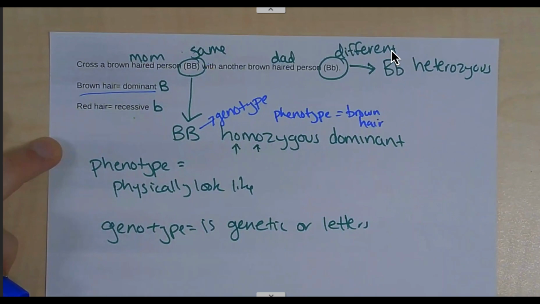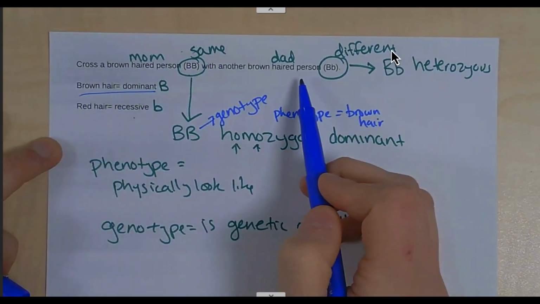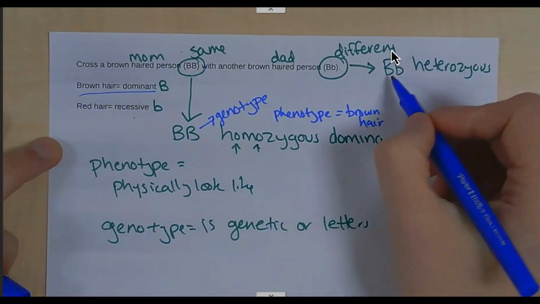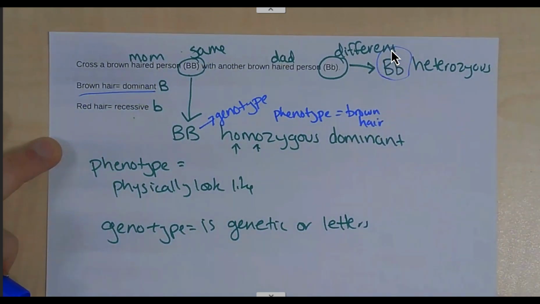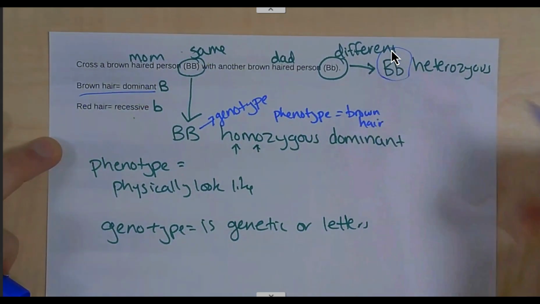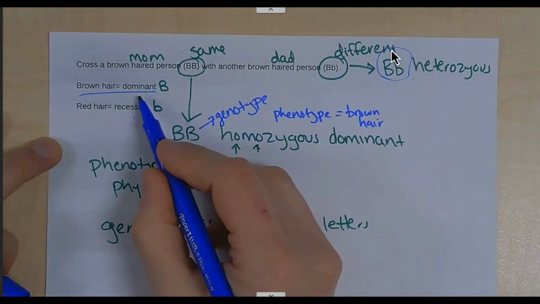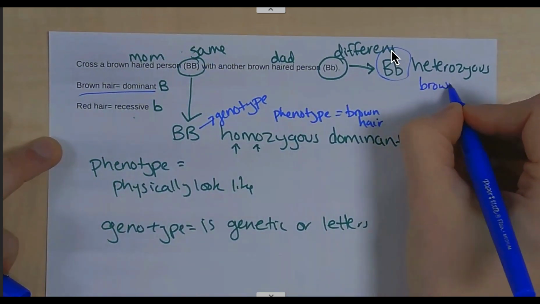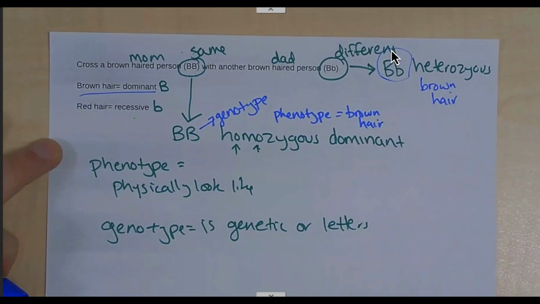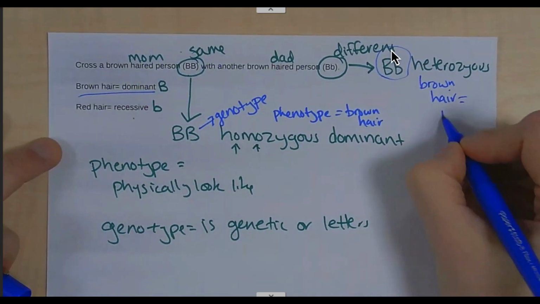However, if I'm looking at dad, he's heterozygous, so here is his genotype. But what is he going to look like? Well, that capital letter is always going to show through, and we know that capital letter means that he has brown hair. So that brown hair is his phenotype.